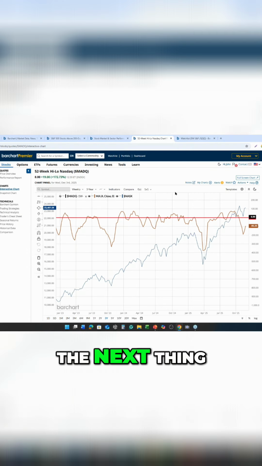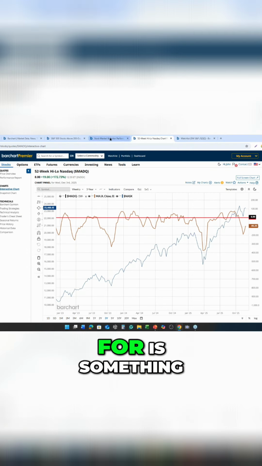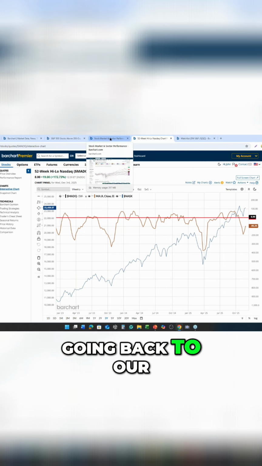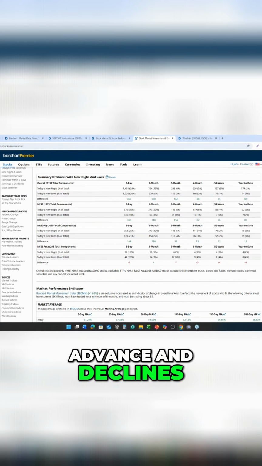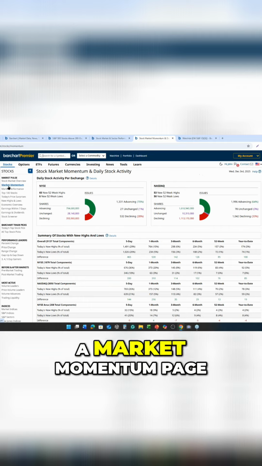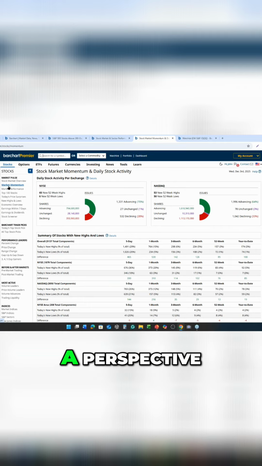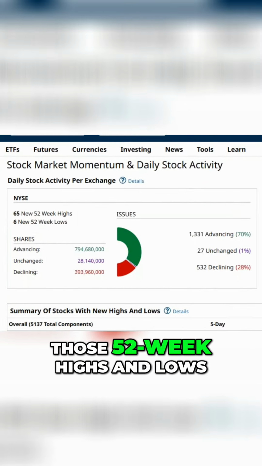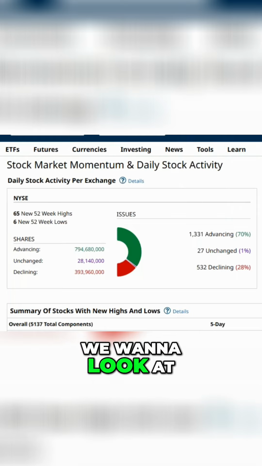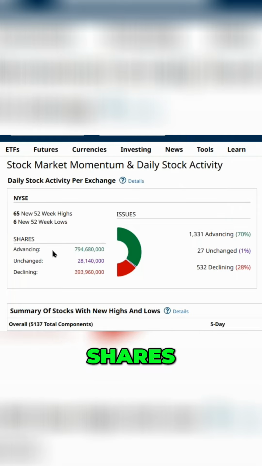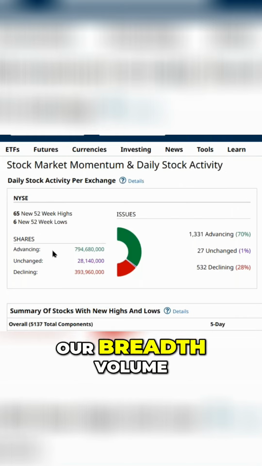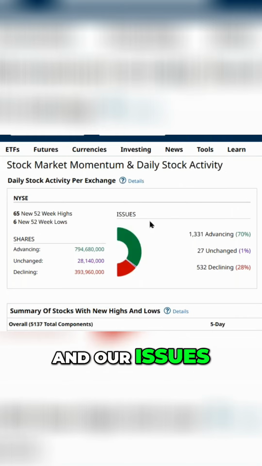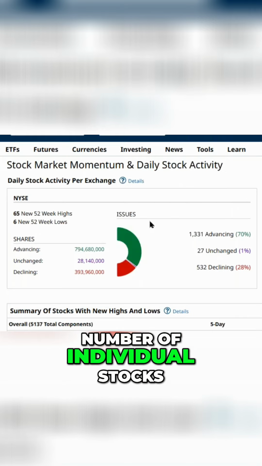All right, the next thing on our checklist that we're going to look for is something going back to our advances and declines. Again, that is found on our market momentum page. And this gives us a perspective on a daily level. But what we want to do on this one is look at those 52-week highs and lows. We want to look at shares. That's our volume, our breadth volume, and our issues would be the number of individual stocks.